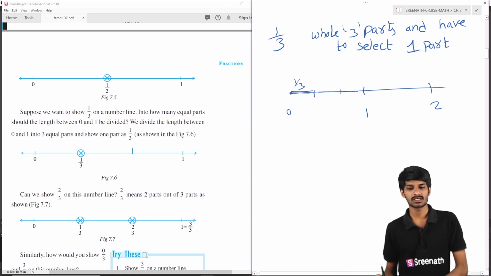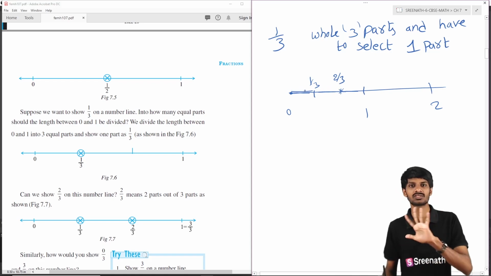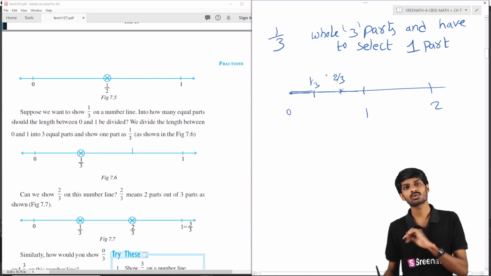Okay students, which means here it is 1 by 3. This represents two parts. Suppose you want to represent 2 by 3, two parts of the whole. Starting from 0 to this point, that is 2 by 3. So 1 by 3 means 1 out of 3 parts. 2 by 3 means 2 out of 3 parts.